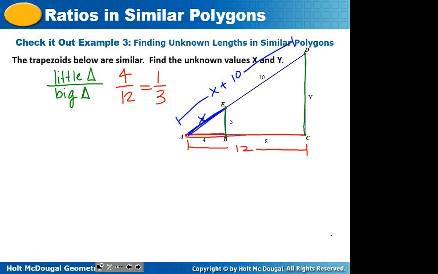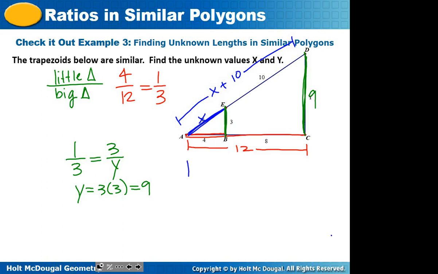So when we're talking about y, we've got the 3 here, and we've got the y over here. So we're going to use our ratio, 1 over 3, and we're going to set that equal to 3 over y. We're going to cross multiply to get our answer. So again, y is equal to 3 times 3. So y is equal to 9.